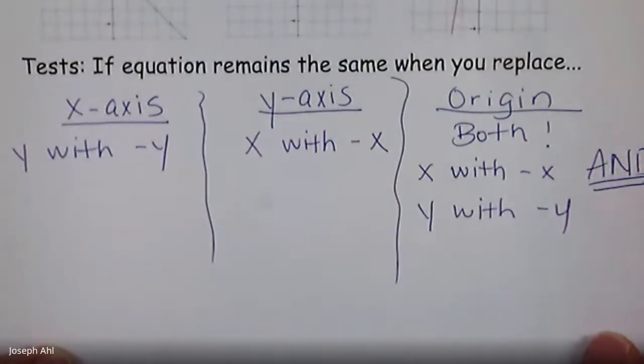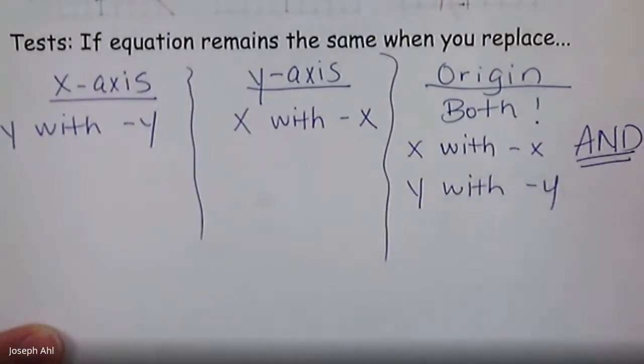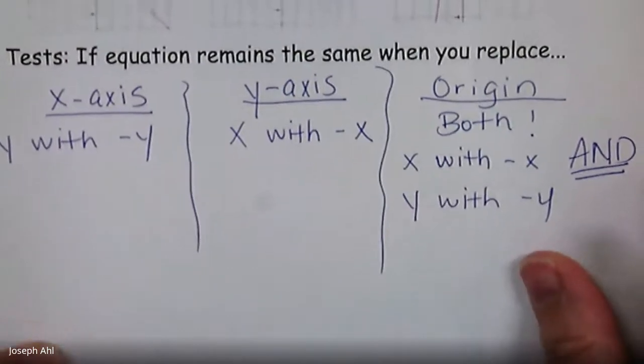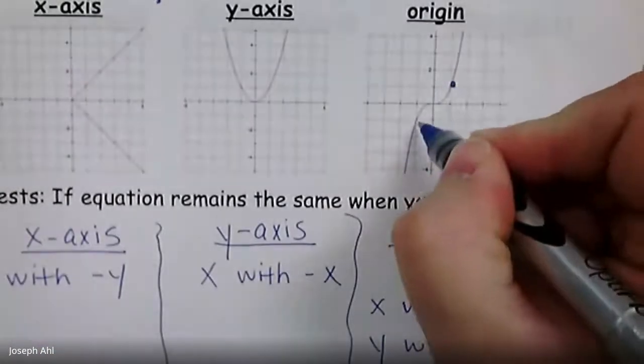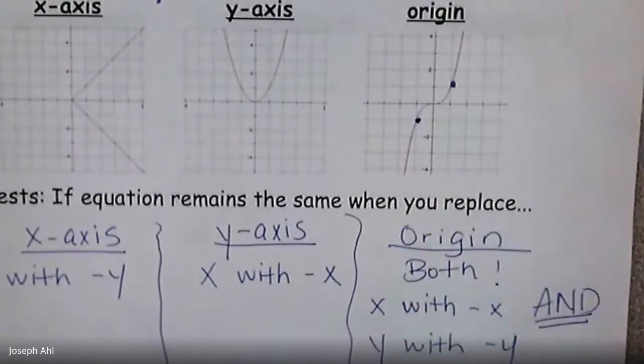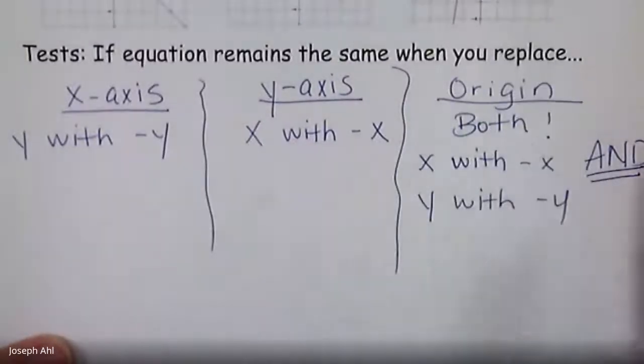And if the equation remains the same from making both of those replacements, then the conclusion is that we have origin symmetry. So if you look at some graphs that have origin symmetry, the point (1, 1) would correspond with the point (-1, -1) in this case. We'll see that come up in other examples of graphs and functions that exhibit origin symmetry.